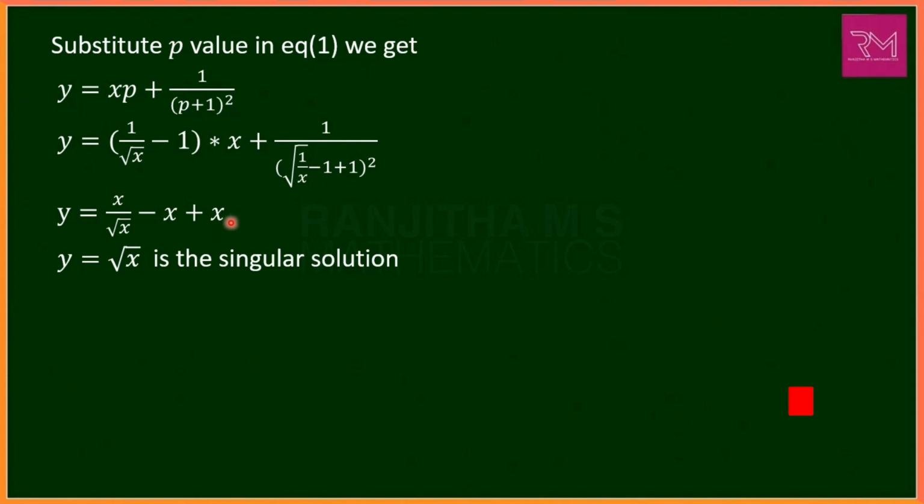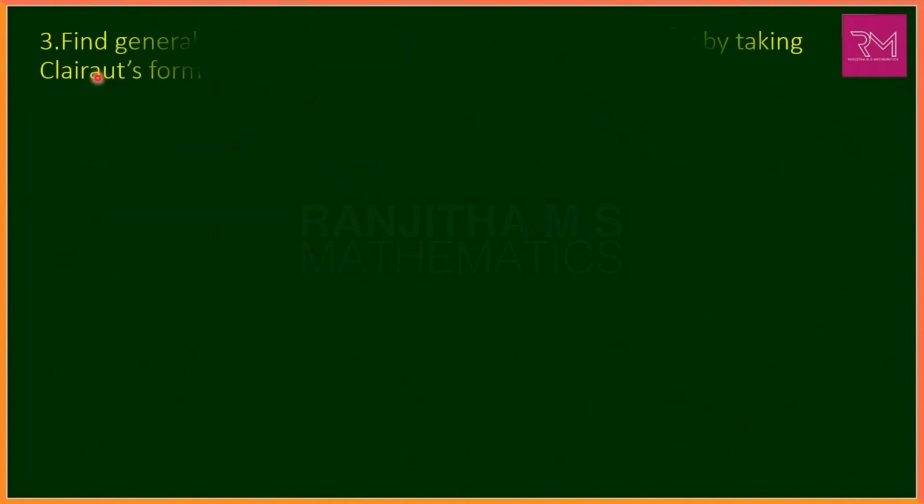Here plus x minus x gets cancelled. We can split x as square root x into square root x, so that we can cancel this square root x and square root x. Remaining is root x. Therefore, y is equal to root x is a singular solution for the given nonlinear differential equation. This completes the problem. We shall move on to another type of problem.